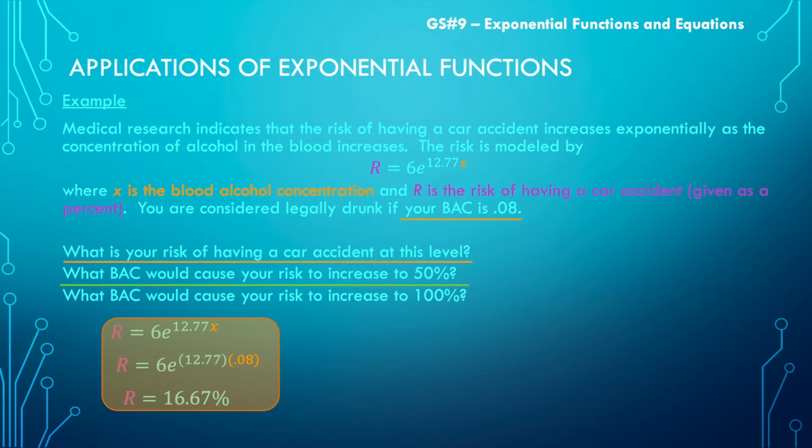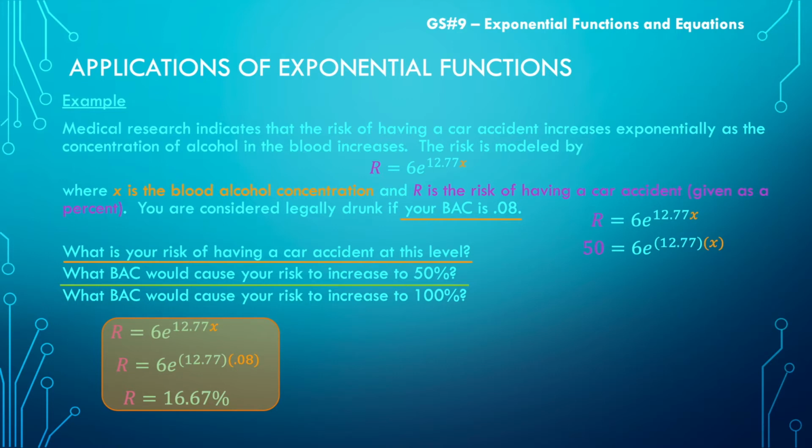What BAC would cause your risk to increase to 50%? So going back to our initial model, I am going to this time solve for X, right? Because I'm looking for my BAC, which is X, but I'm given the risk. So I'm going to go ahead and sub in the risk for R. So I have 50 is equal to 6 times e to the 12.77x, and I want to isolate that x.